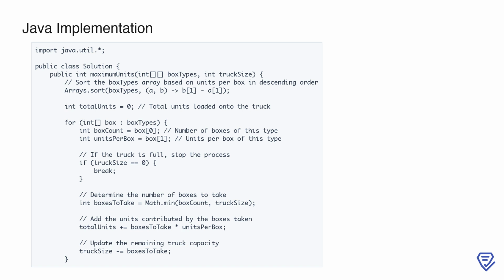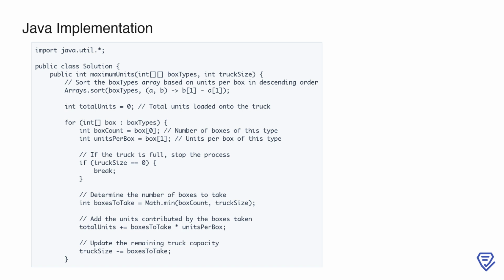Next, we initialize a variable totalUnits to keep track of the cumulative units on the truck. The for loop iterates through each type of box in the boxTypes array. For each box type, we extract the number of boxes available and the units per box. If the truck is already full, we exit the loop early. Otherwise, we calculate how many boxes of the current type we can take, which is the smaller value between the available boxes and the remaining truck capacity.